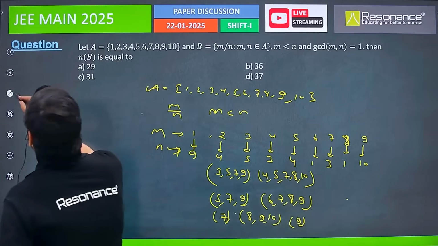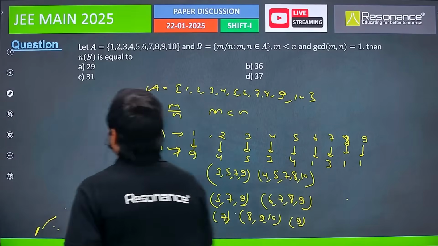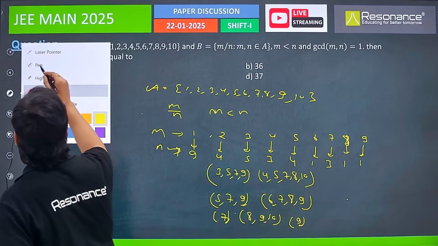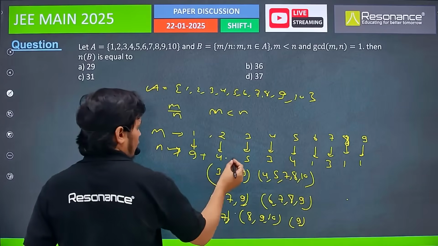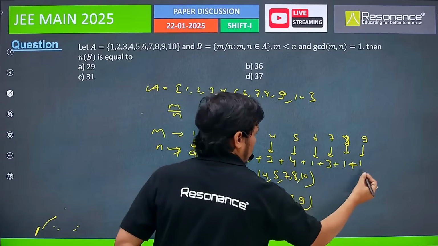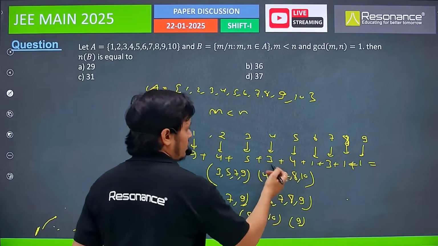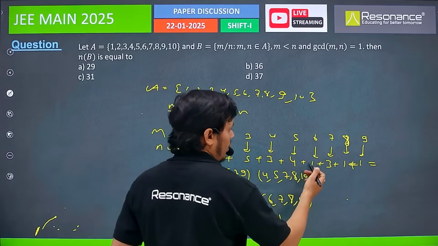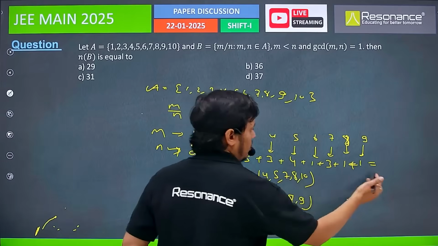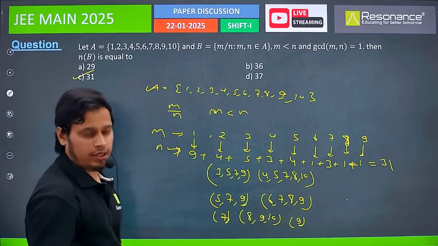Let me write. So there is only 1. So in total how many options do we have? If we add all, what are we getting? 9, 9, 18, 18 and 7, 25, 25 and 5, 30 and 1, 31. Is there any option? 31 is the correct answer.